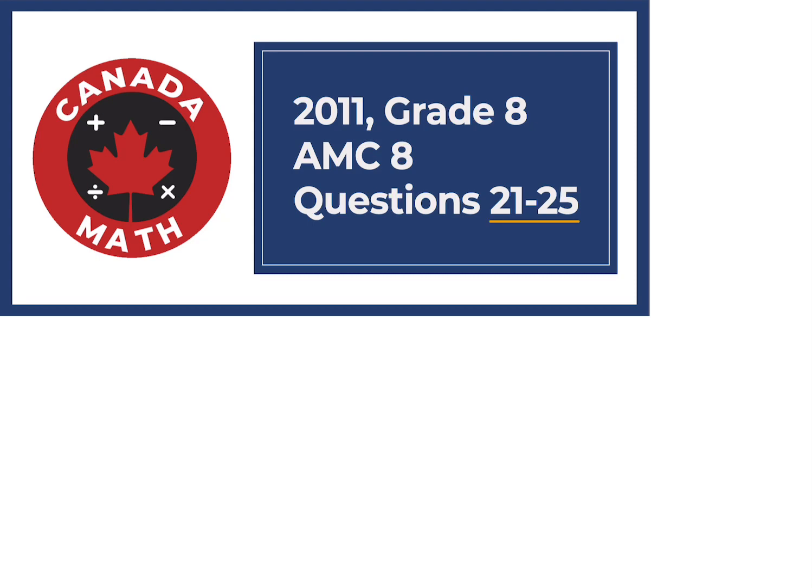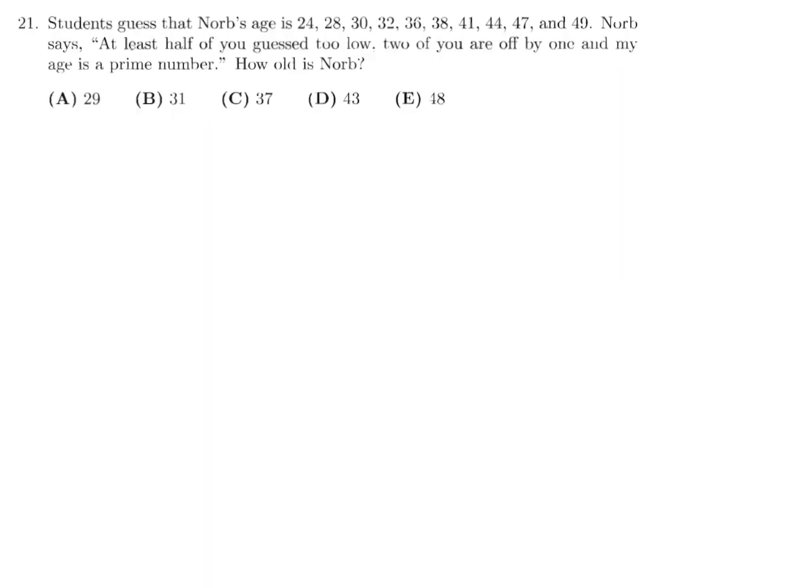Questions 21 through 25 on the 2011 grade 8 AMC 8. Students guess that Norb's age is either 24 to 49. Norb says, at least half of you guessed too low. 2 of you are off by 1, and my age is a prime number. How old is Norb?